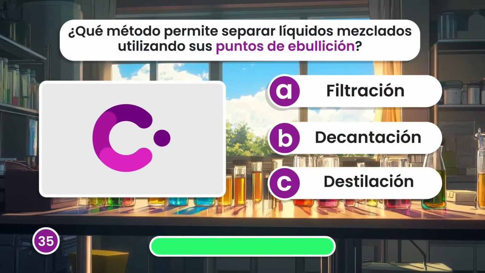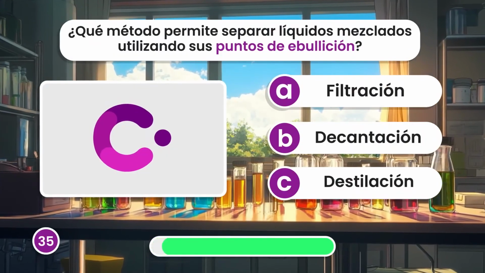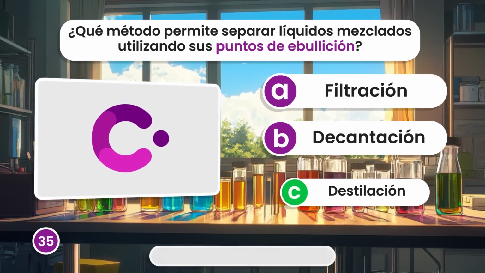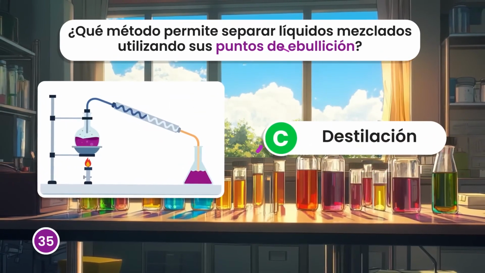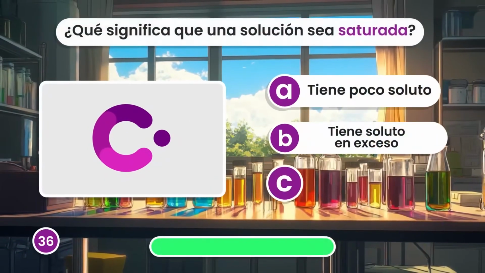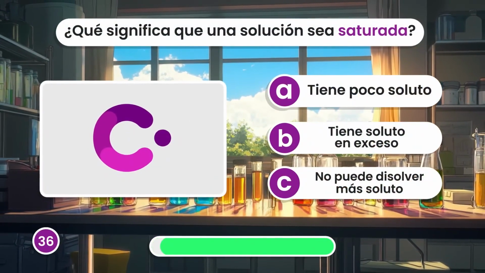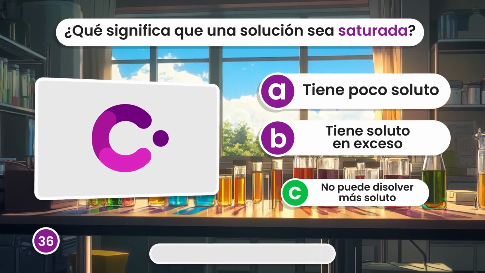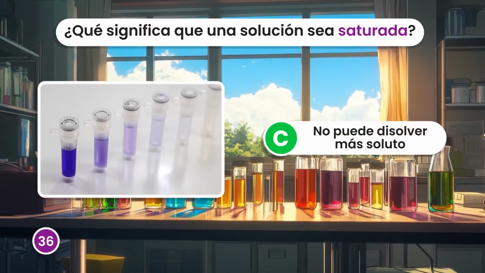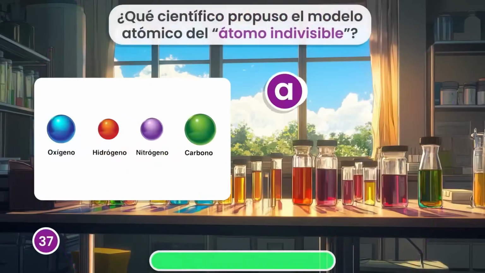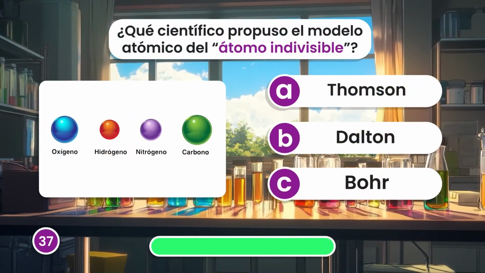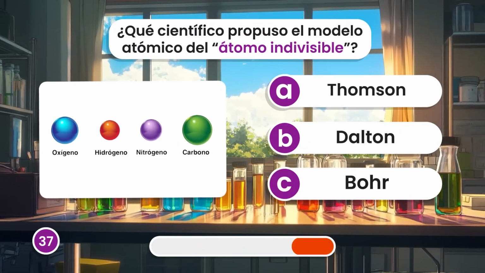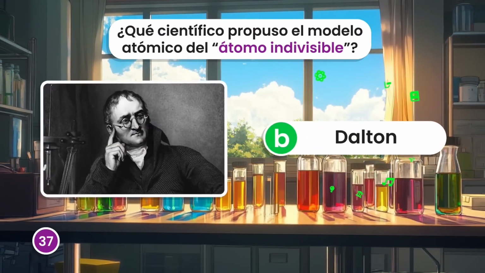Which method allows you to separate mixed liquids using their boiling points? Distillation. What does it mean when a solution is saturated? That it can't dissolve any more solute? Who proposed the atomic model of the indivisible atom? John Dalton?